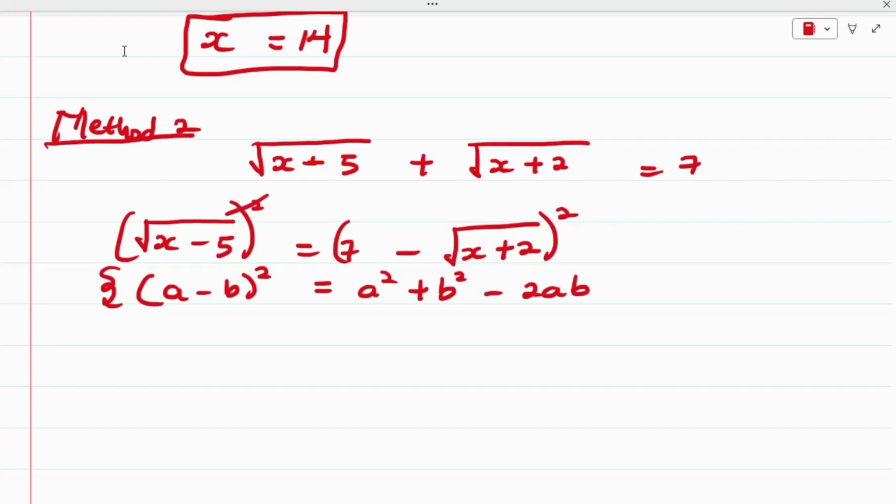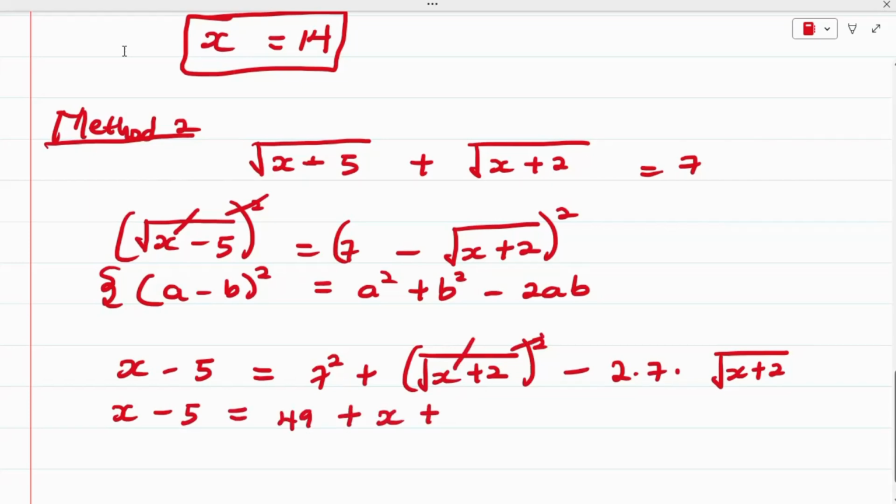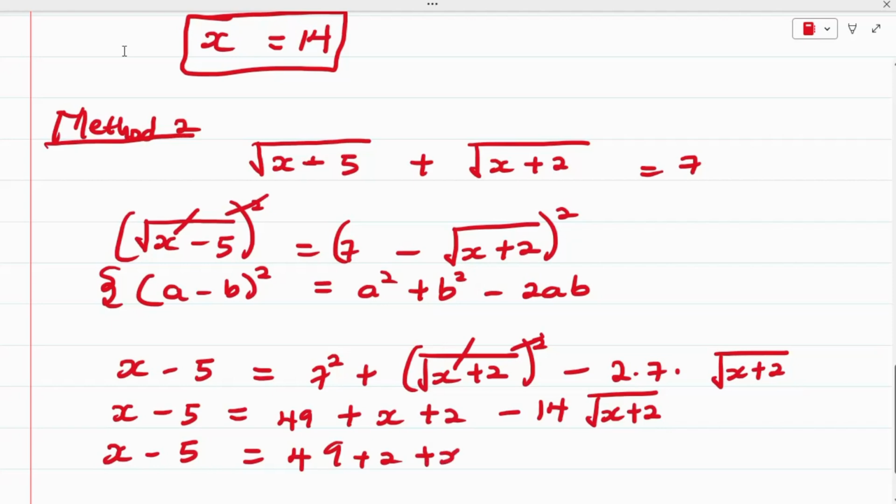So this is going to cancel out this, so we have x minus 5 is equal to 7 square plus the square root of x plus 2 all square minus 2 multiplied by 7 multiplied by the square root of x plus 2. Alright, so we have x minus 5 is equal to 7 square is 49 plus x plus 2, minus 2 multiplied by 7 is 14 into the square root of x plus 2. So we have x minus 5 is equal to 49 plus 2 plus x minus 14 into the square root of x plus 2.